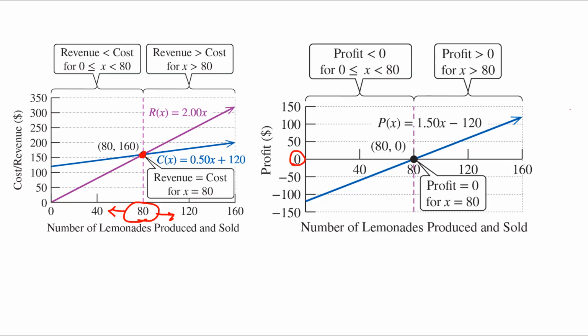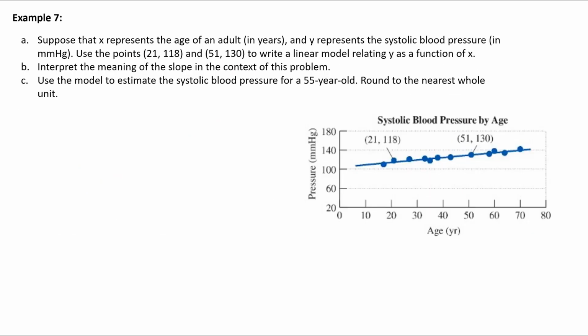Suppose that x represents the age of an adult in years and y represents the systolic blood pressure in millimeters of mercury. Use the points (21, 118) and (51, 130) to write a linear model relating y as a function of x. So basically, you can think of those as two points on this line, and you want to find the function, so the equation of the line.